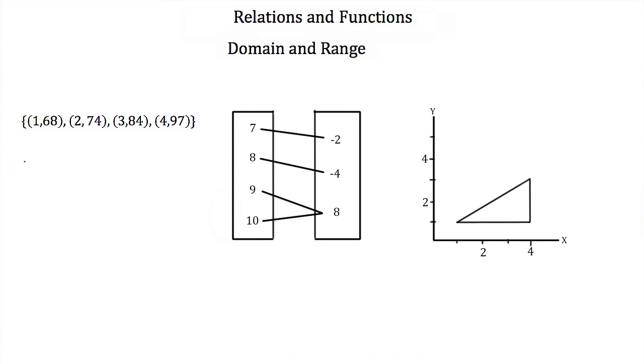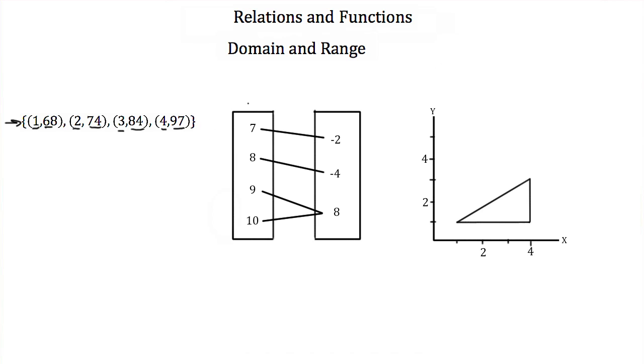Now that we know how to show or illustrate a relation, we need to talk about domain and range. The domain is simply the first point in every relation. So in the ordered pair set that we have, our domain would be 1, 2, 3, and 4. And then our range would be 68, 74, 84, and 97.